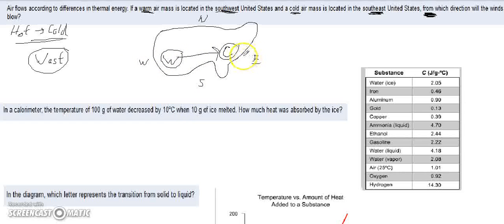The most common answer was east. It is not going from the east to the west. That would be going from cold to warm. We're going from warm in the west, so it's starting from the west to the east, to the cold.